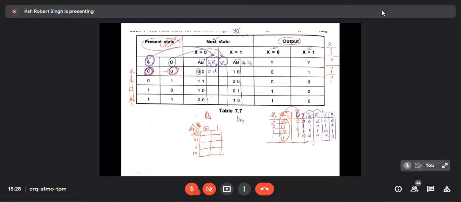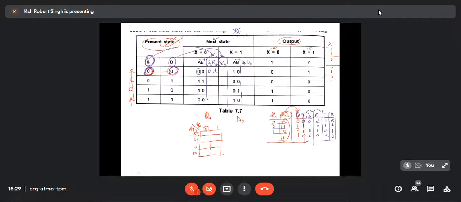Why SR flip-flop? Because S and R are inputs, so 2 come here. If it is a D flip-flop, only D will come, DA and another DB, that's all. If it is T, only T will come here, TA, another TB. Can you understand up to here? Yes, sir.